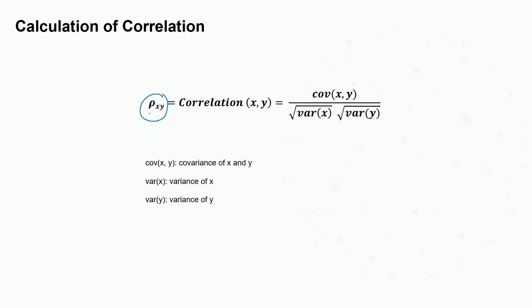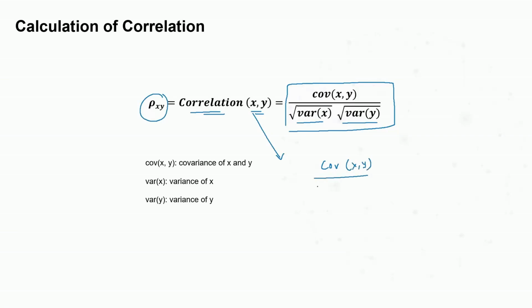Pearson's correlation coefficient ρ of xy is basically called the correlation of xy. The formula is very simple. It is the covariance of xy divided by the standard deviation of x multiplied by the standard deviation of y. Here it is mentioned as variance of x and variance of y, and we all know that standard deviation is nothing but the square root of variance. So this is your standard deviation of x and standard deviation of y.